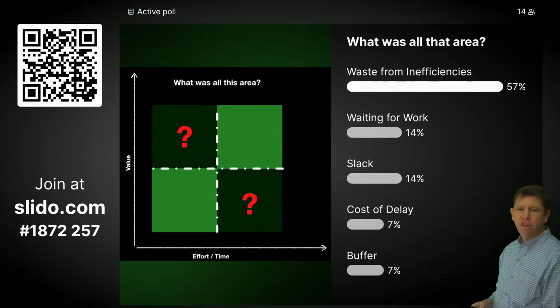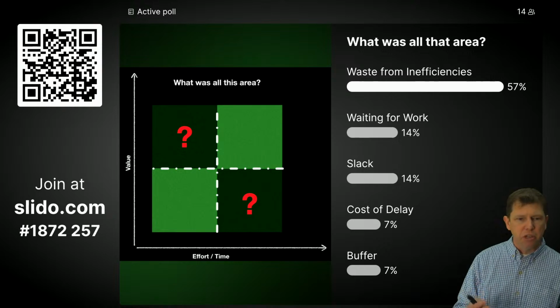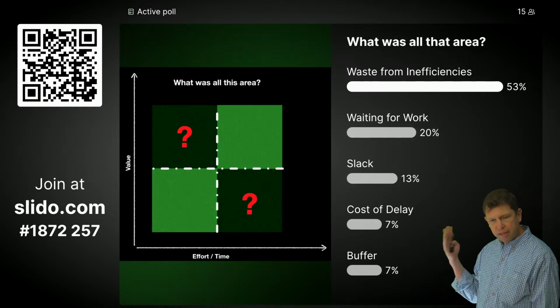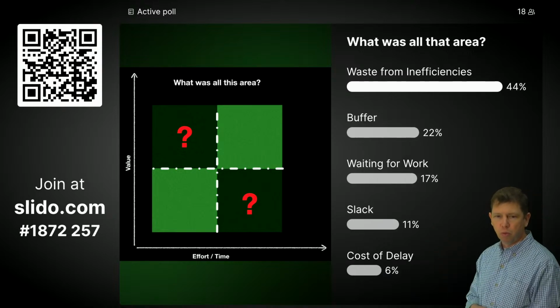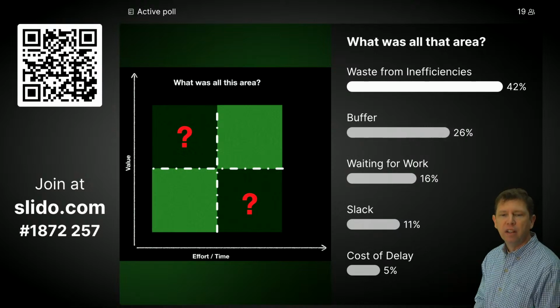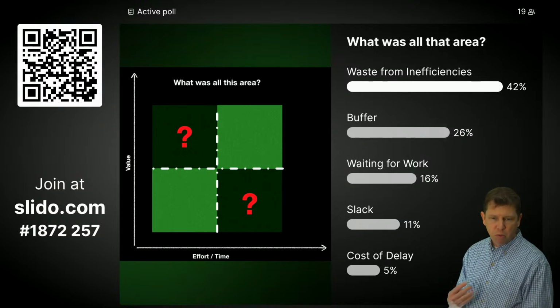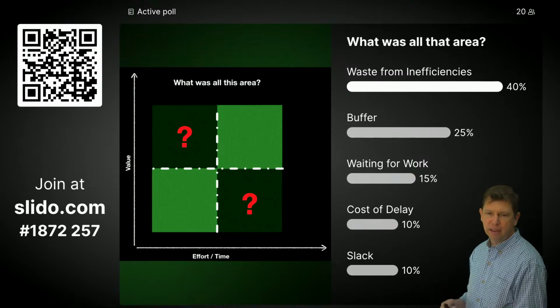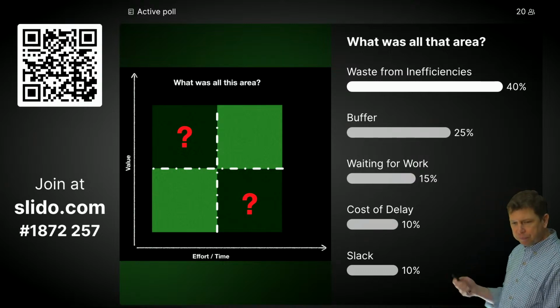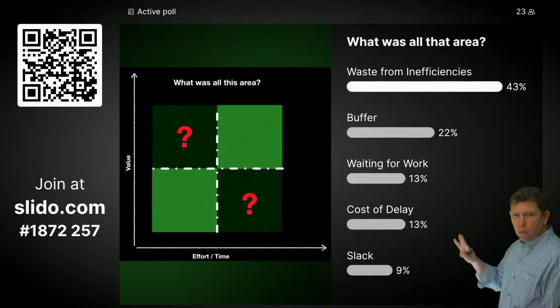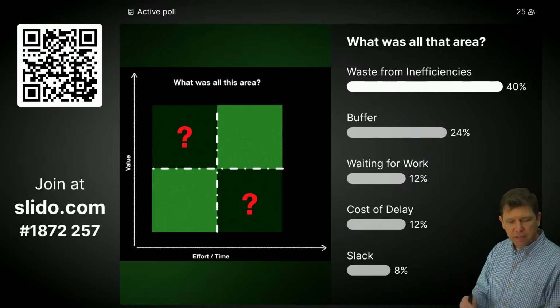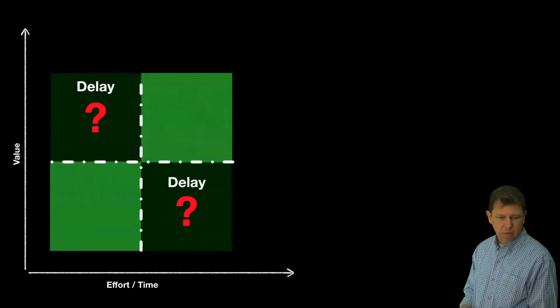Okay, waste from inefficiencies, and that may be true. Waiting for work, I think there's reason that we could think of that. Buffer, which may just be waiting for stuff. Slack, cost of delay. Okay, so the goal here isn't to get a right answer. I just want to know what you think of these areas, and we'll talk about it a little bit more.